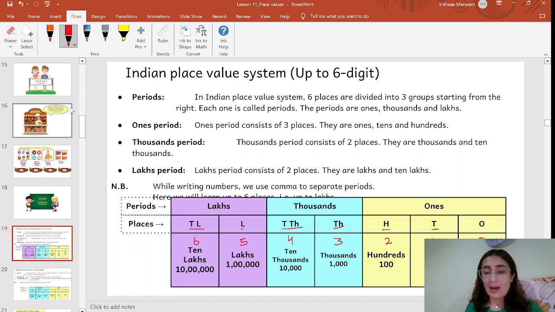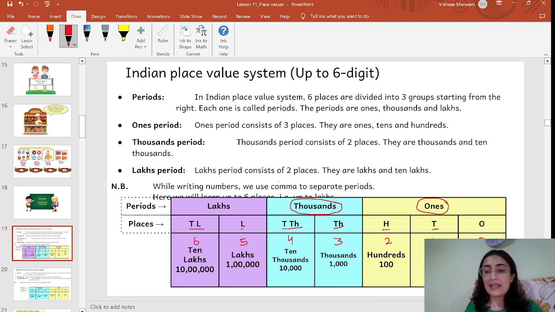The first comma comes after 3 digits. As you can see, the groups have been specified. The first comma comes after the ones group. The second comma comes after the thousands group, and the third comma will come, if the number is greater than lakhs, after the lakh group.